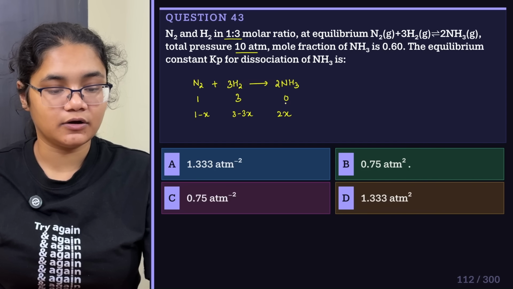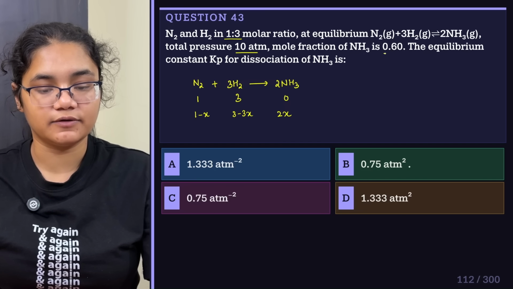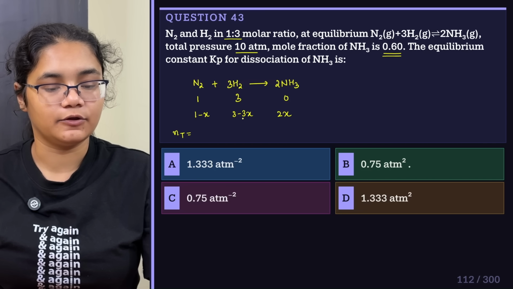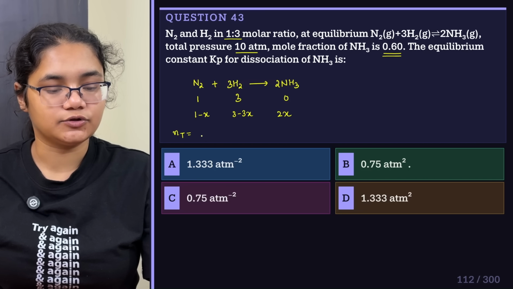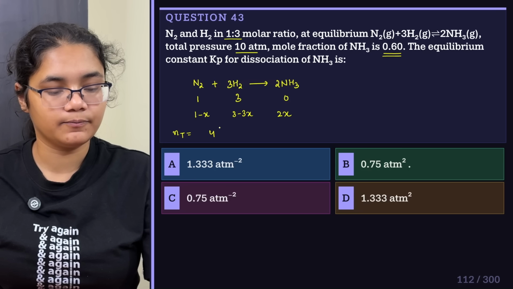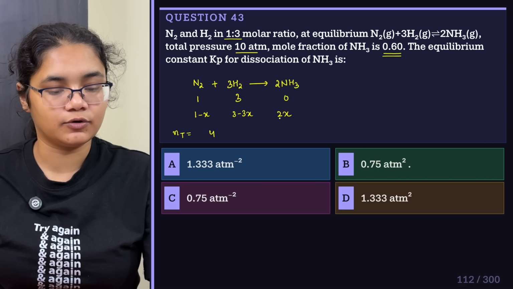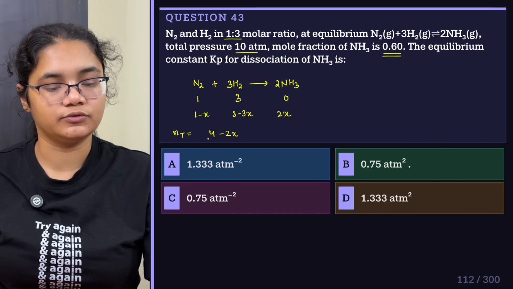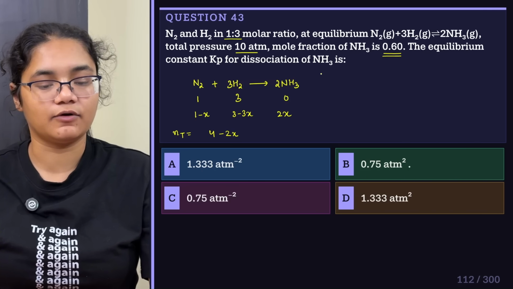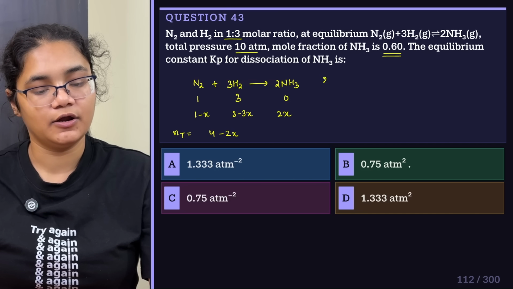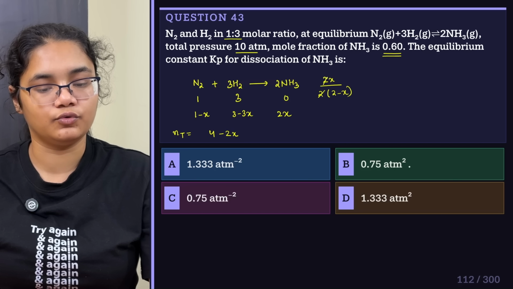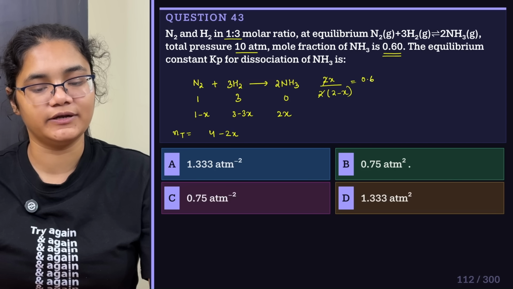Right, now okay, we have also been given the mole fraction of NH3. So what is the N total here? You will have 1, 3 plus 1, 4, right? And minus 4x plus 2x, so 4 minus 2x. So this is N total. Then what is the mole fraction of NH3? 2x divided by 2 into 2 minus x. I can just take 2 common here, so 2 will get cancelled. That is equal to 0.6.